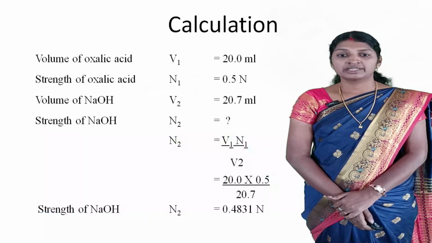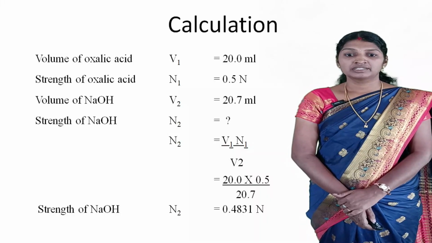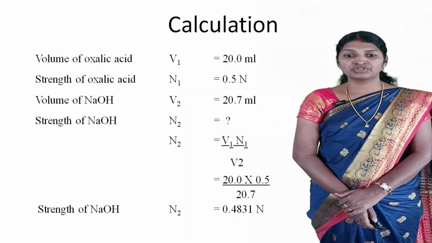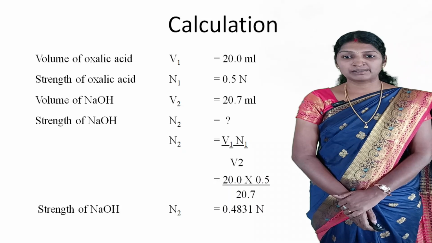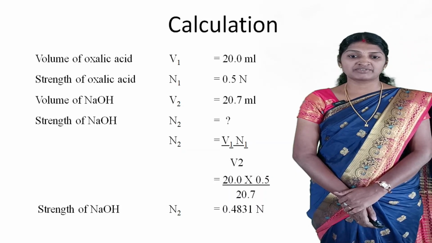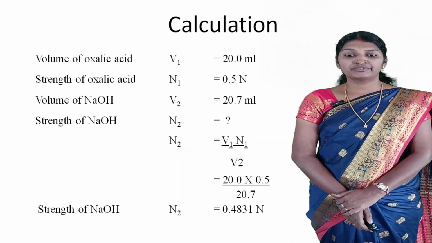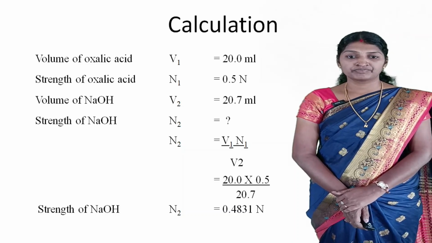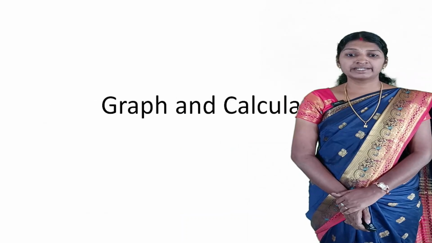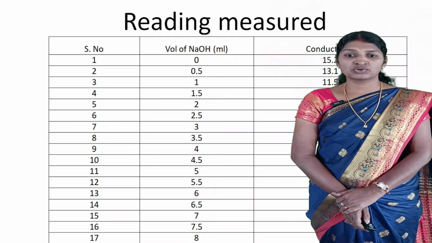Using the titration value, I am going to calculate the strength of sodium hydroxide, that is V1N1 is equal to V2N2. V1 is 20 ml, N1 is 0.5 normality and V2 is 20.7 ml. Therefore, the strength of sodium hydroxide is 0.4831 normality. These are the readings I have measured during the conductometric titration of sodium hydroxide versus HCl.